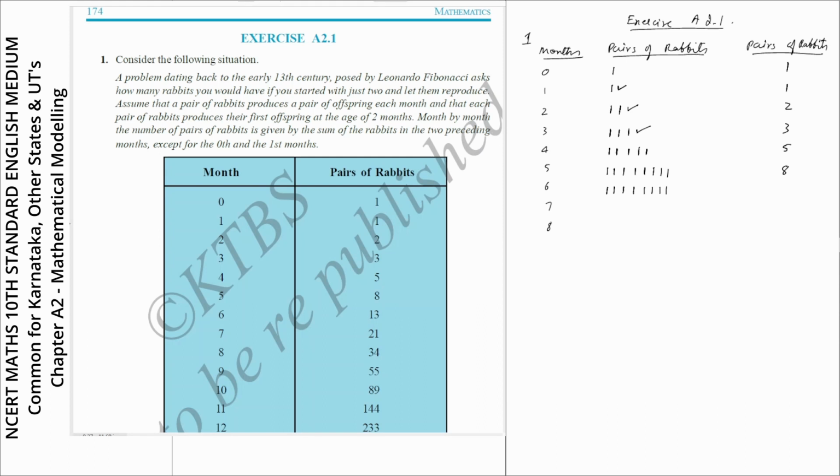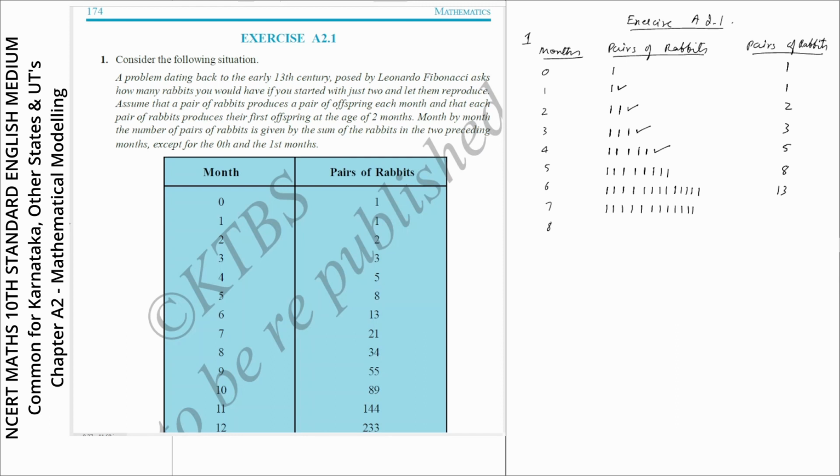And all the rabbits in the 4th month are 2 months old or more than 2 months old. Therefore they will give birth to another 5 pairs of rabbits here. 1, 2, 3, 4, 5. So totally there are 13 pairs of rabbits here. Now all these 13 pairs of rabbits will be alive in the 7th month also.